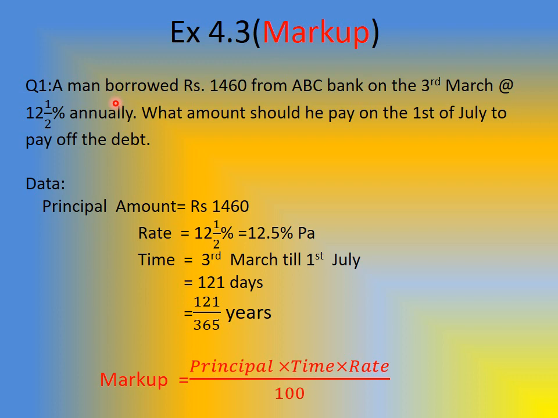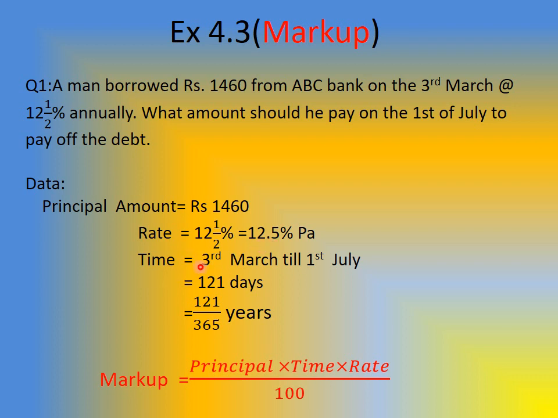So now comes question number 1. A man borrowed rupees 1460 from ABC Bank on 3rd March at 12 and a half percent annually. What amount should he pay on the 1st of July to pay off the debt? So first of all, we have to write down the data, taking it out from the question. Principal amount is 1460 rupees. Rate is in mixed fraction, so we will convert it into decimals.